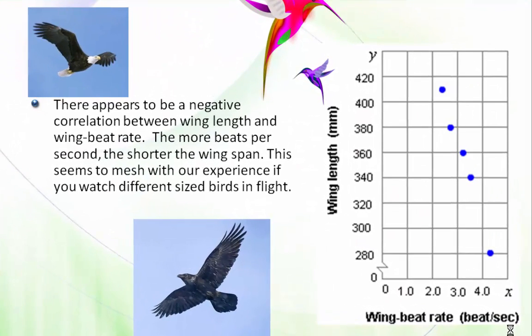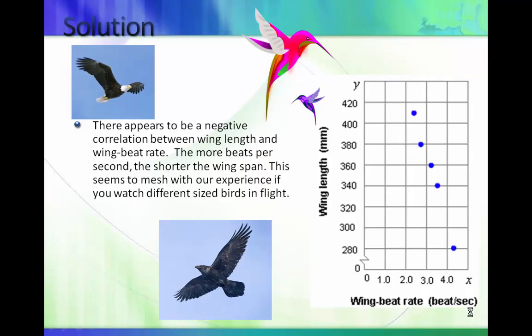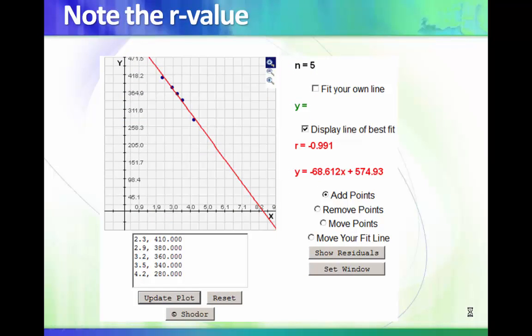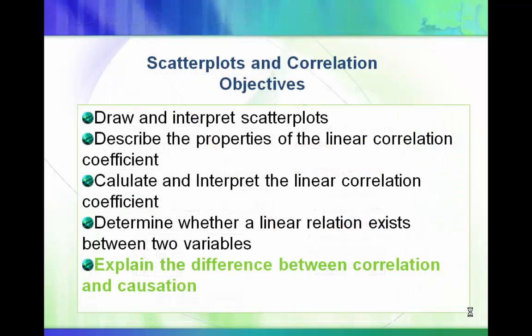There appears to be a negative correlation between wing length and wing beat rate. The more beats per second, the shorter the wingspan. This seems to mesh with our experience if you watch different sized birds in flight. And if we look at the R value, it is negative 0.991, a very strong negative correlation, which means the longer the wingspan, the fewer beats it takes for the bird to stay in flight.